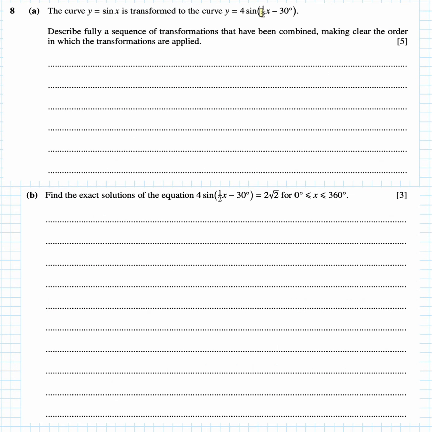In question 8, we have a curve and there's a transformation. So in the brackets, there will be horizontal transformations, and outside we have 4 sine. So the 4 is a vertical transformation. We'll deal with the horizontal ones first. Just think of BIDMAS if you want. So the first one is a translation of minus 30, so that's plus 30 on the horizontal x-axis.